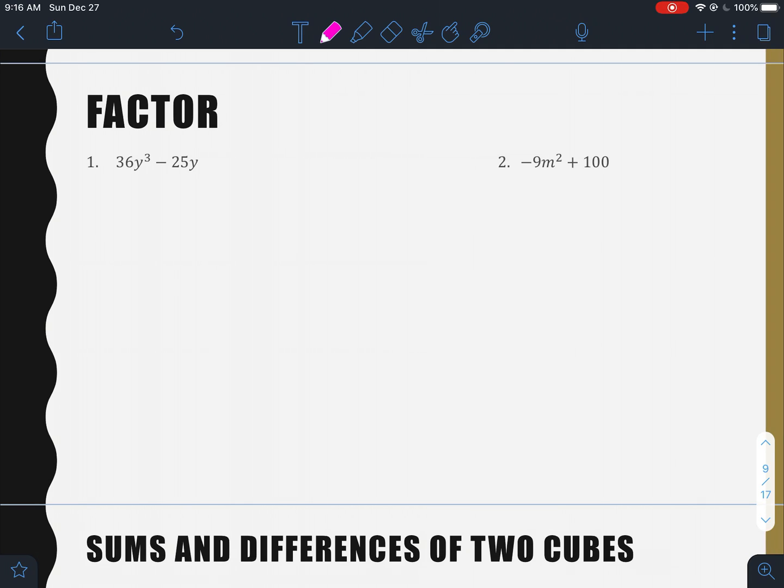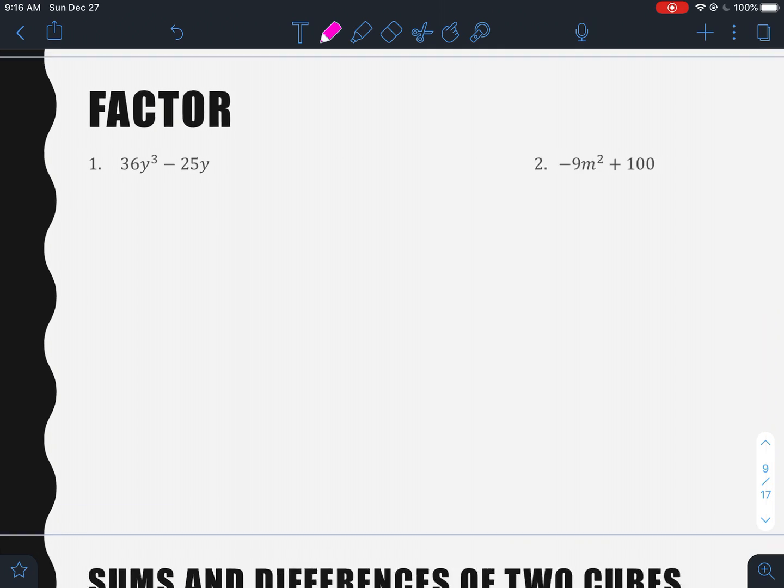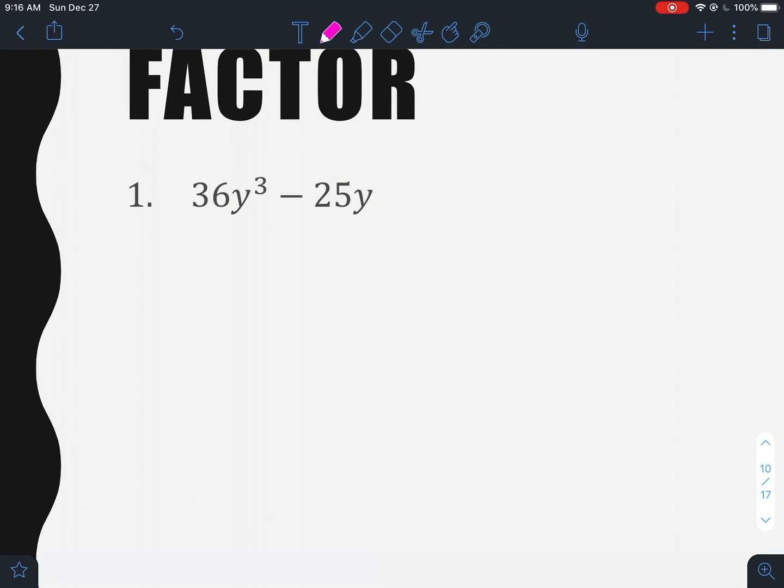All right, let's look at the next page. Factor. Remember, the first step on any factoring problem is you want to look for a common factor first. So if there is a greatest common factor, you need to undistribute or factor that out first.